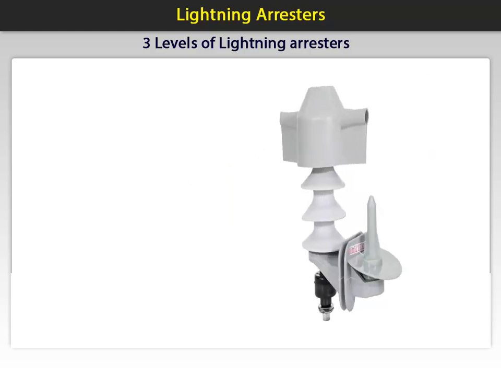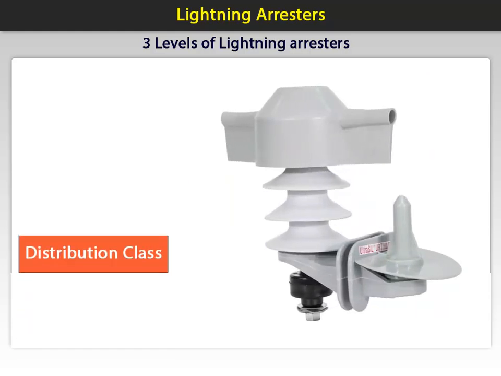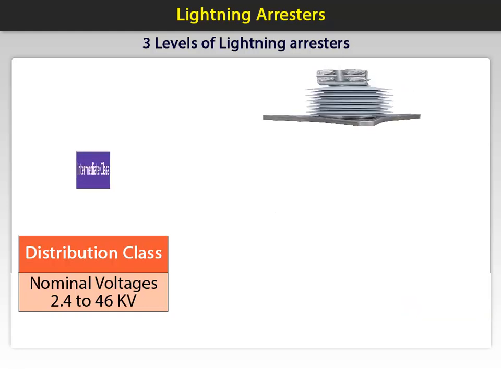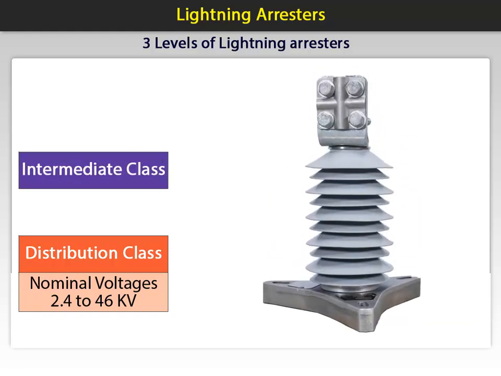Distribution class, which, as the name indicates, are suitable for use in distribution substations. These are rated 2.4 to 46 kV. Intermediate classes are also available and can be used in distribution substations. These are available from 2.4 to 138 kV.